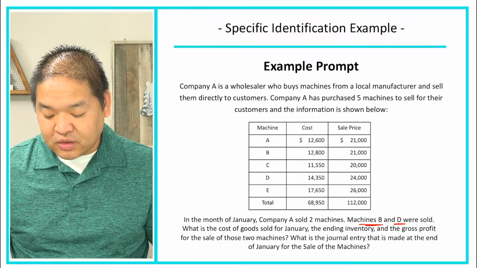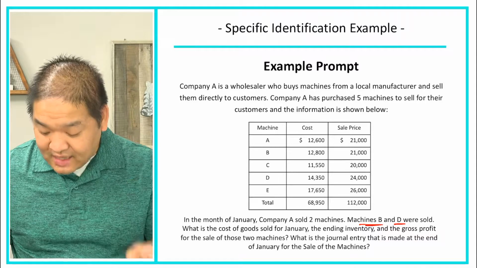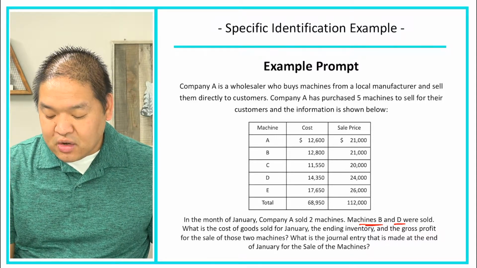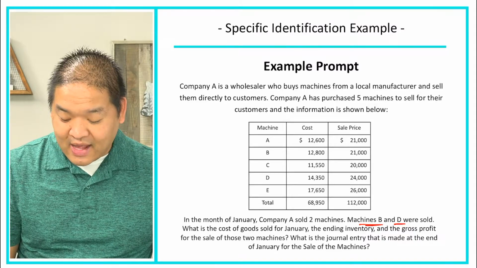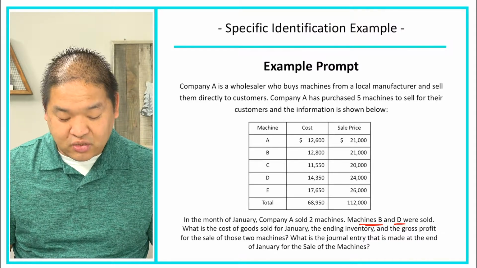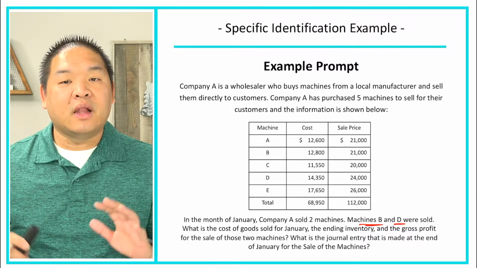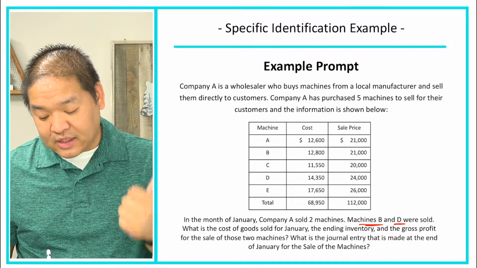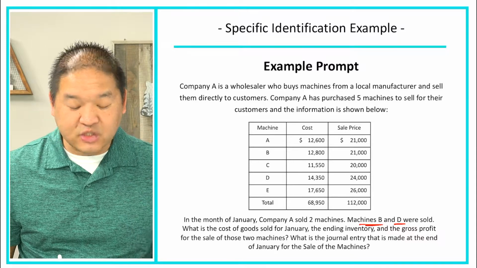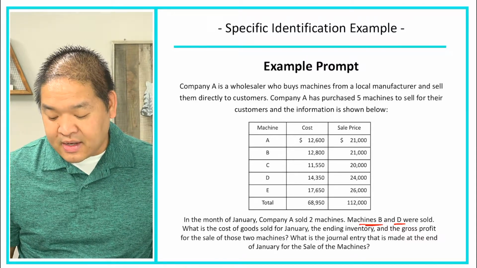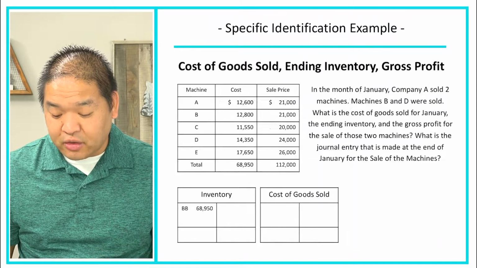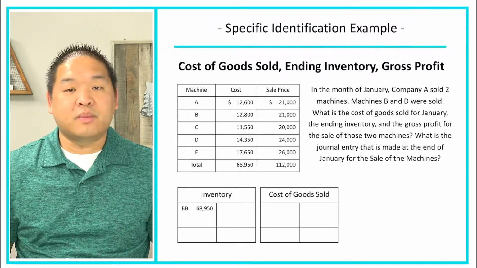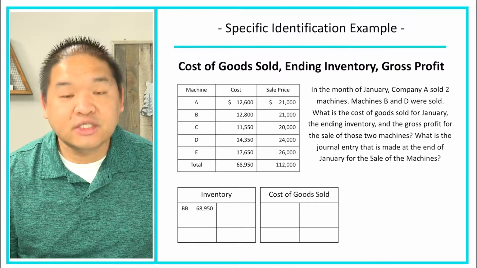What is the cost of goods sold for January, the ending inventory, and the gross profit for the sale of those 2 machines? What is the journal entry that needs to be made at the end of January? Okay, so we've got a lot of things that we got to look at here. So we need to find the cost of goods sold, the ending inventory, as well as the gross profit, and then the journal entry. So let's take a look at just the cost of goods sold, ending inventory, and gross profit. So let's do cost of goods sold first.